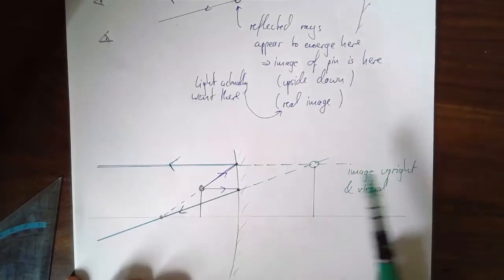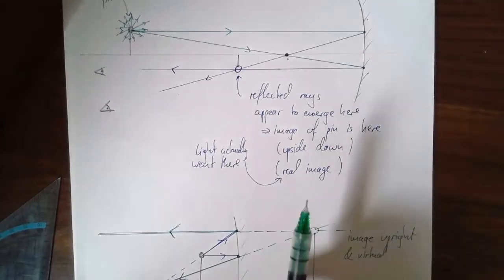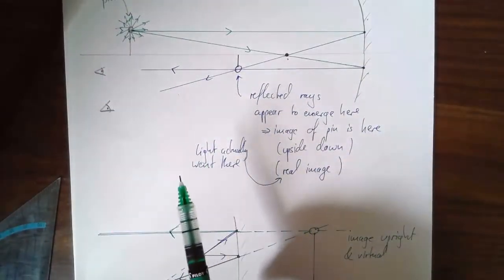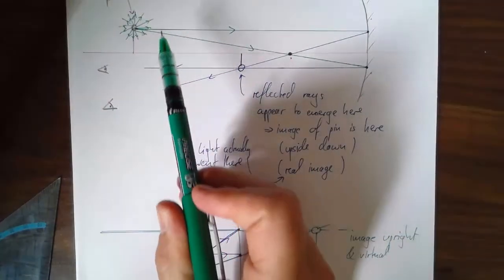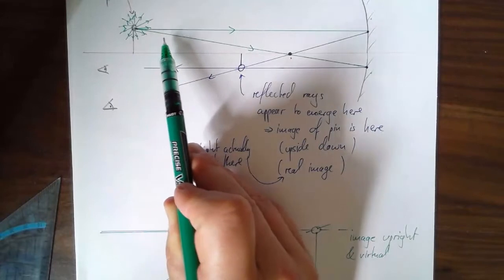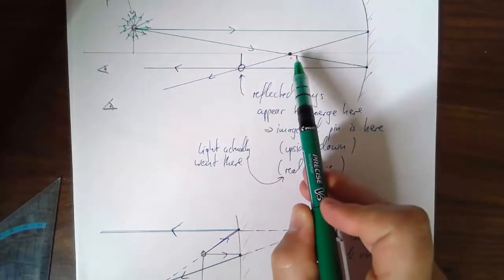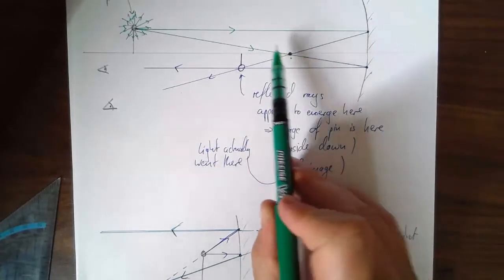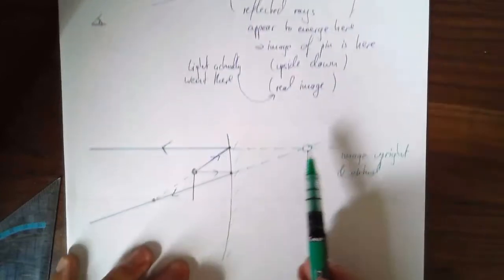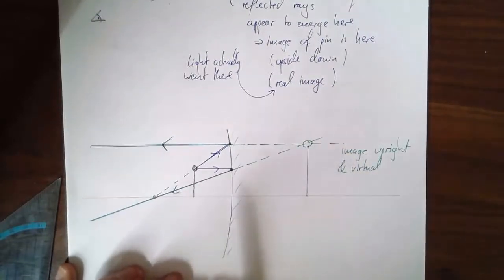So you can do this. Get a spoon, the shinier the better, and take a small object, like maybe a match or a pin if you have one, or maybe your finger will work too. You just have to play around with it a bit until you see it. And you move it closer and closer, and you see it upside down. But then there comes the point when you pass the focus. Of course, you can't see the focus. You don't know where that is. But you pass that point, and suddenly you see the image upright, further back, and bigger.